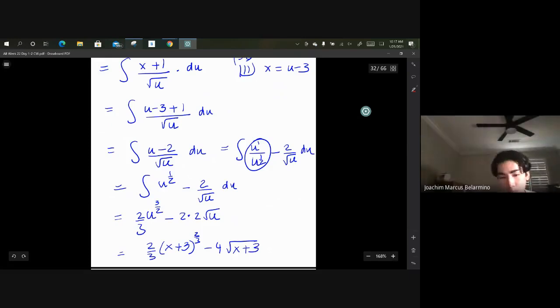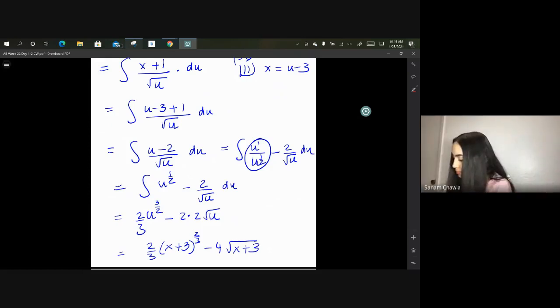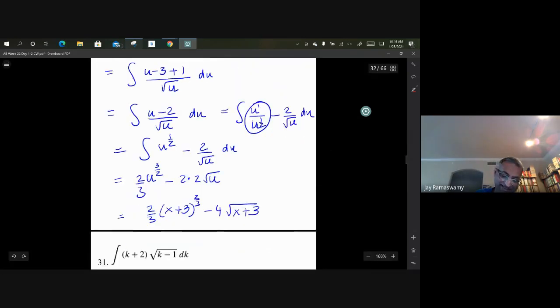C. Did everybody observe how that problem worked out? So the key step, you will split it up. Okay, I have to do one more problem like this.